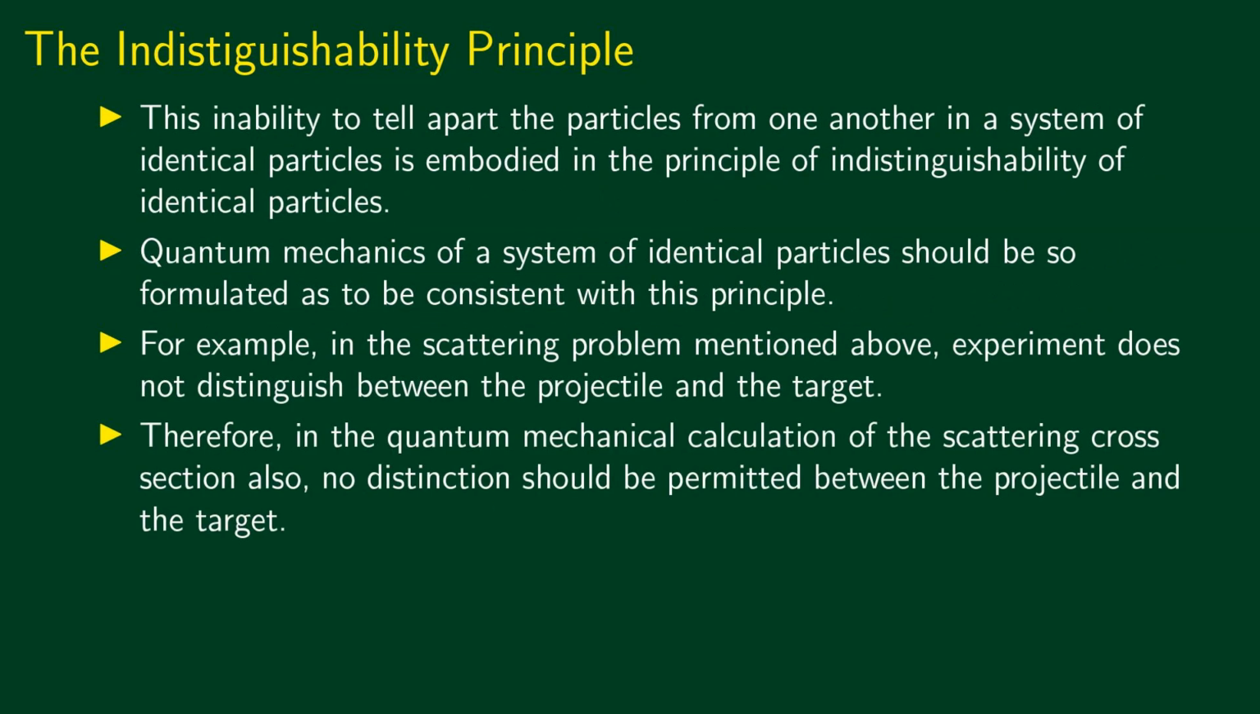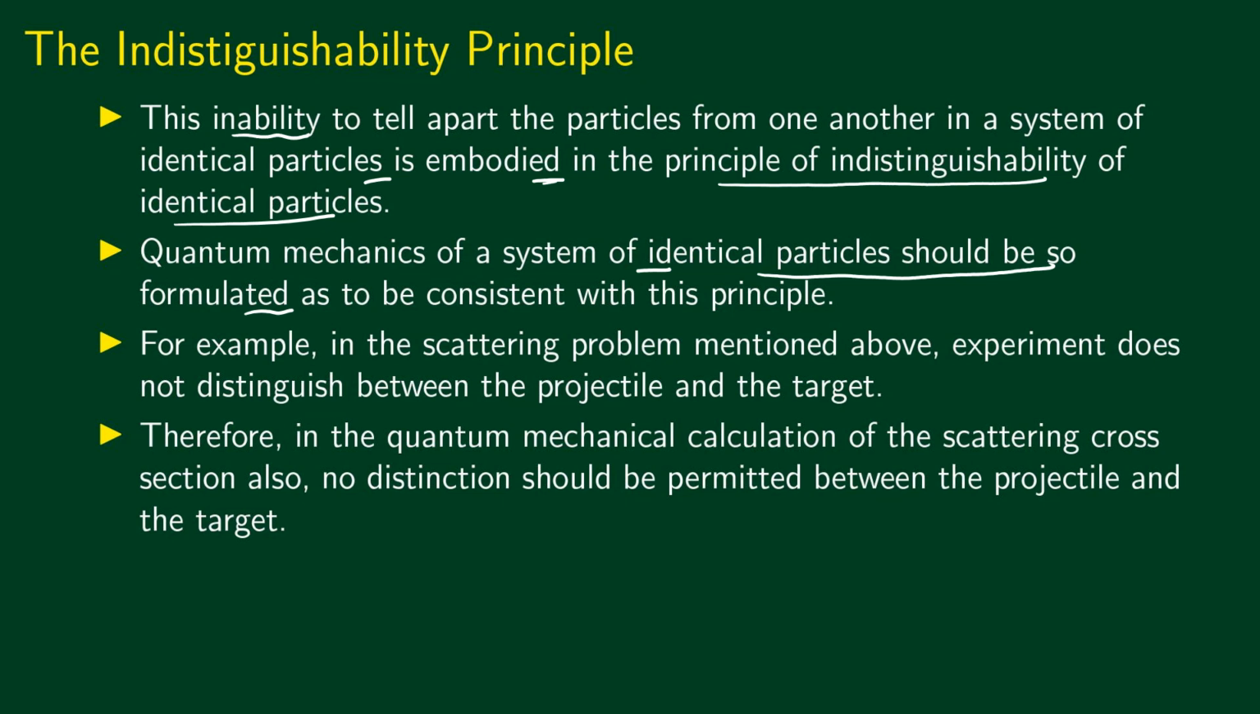Okay. This inability to tell apart the particles from one another in a system of identical particles is embodied in the principle of indistinguishability of identical particles. So if you want to describe a system of identical particles using quantum mechanics, you must incorporate the indistinguishability of them into the formulation. That is, quantum mechanics of a system of identical particles should be so formulated as to be consistent with the principle of indistinguishability.